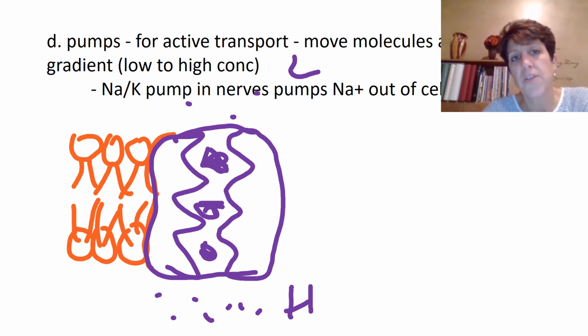So think about a cell as like stockpiling. If it's calcium and it's like, but I want more calcium, or glucose and it wants more glucose. So if it's trying to move something against the gradient, it requires a pump.